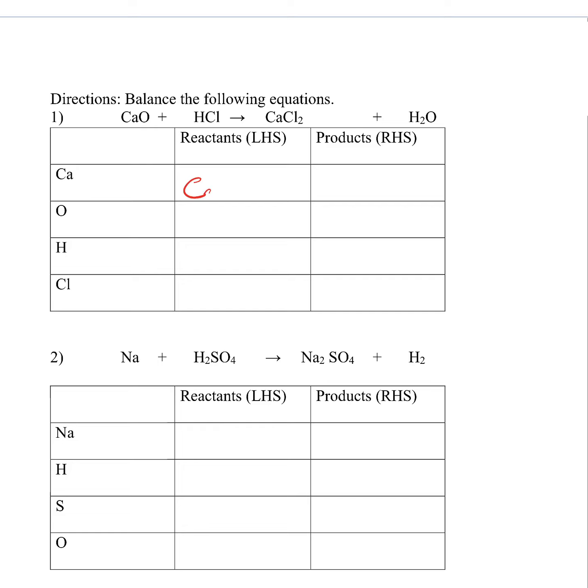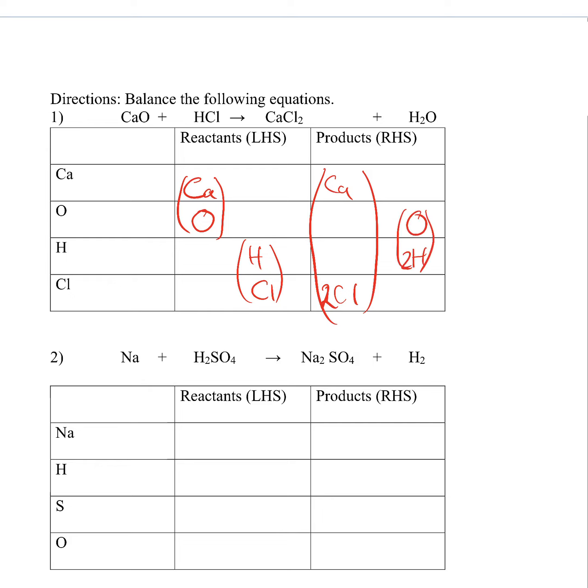So I'm going to arrange them. Calcium oxide in brackets, it's all ones. Hydrogen chloride in brackets, all ones. Calcium chloride with a 2 in front of the chlorine because there's 2 of them, like this. And my H2O, H2O in brackets. All right, I'm going to move around with a green marker.